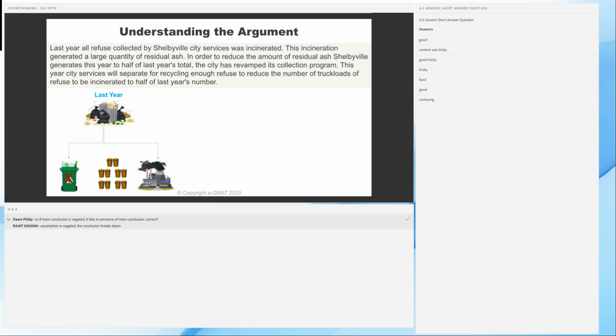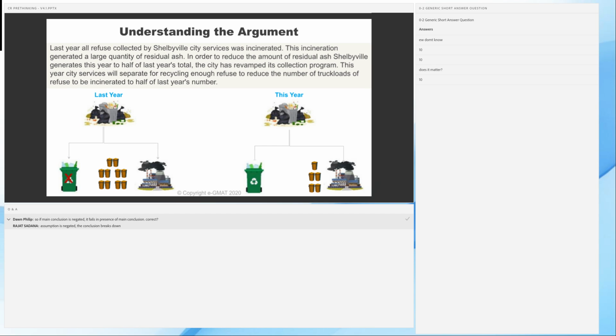So what's happening here? Last year, we collected a bunch of refuse. We didn't recycle anything. We actually sent everything for incineration. Now let's assume one garbage can is equivalent to one truck. How many trucks full of garbage did we send last year for incineration? How many garbage cans are here? 10. So how many trucks did we send for incineration last year? 10, right?